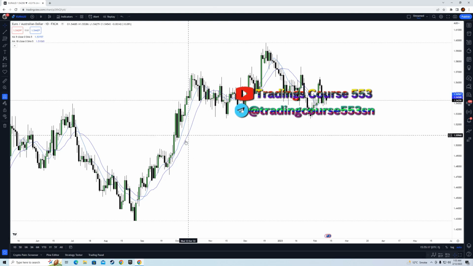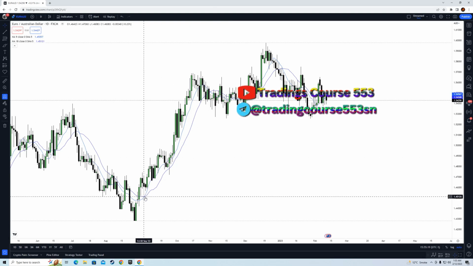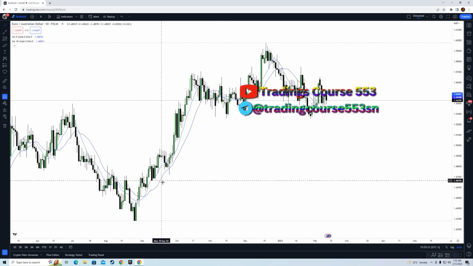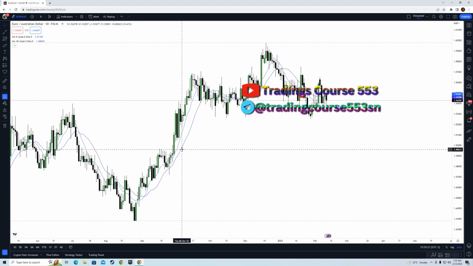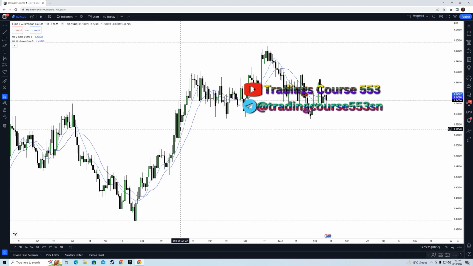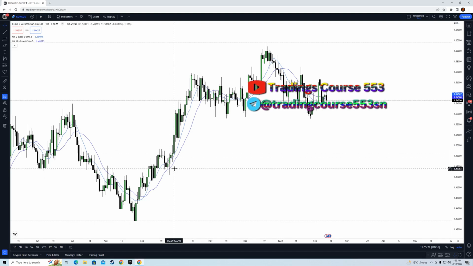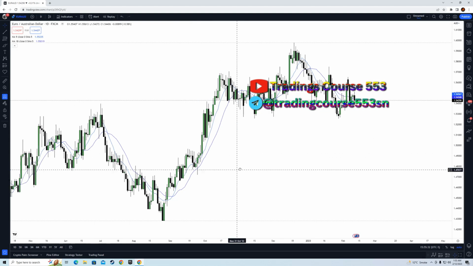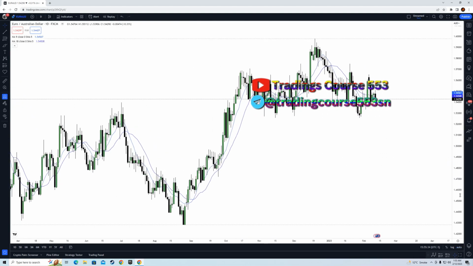I repeat, when the moving averages give a cross and the price is above the moving averages, or the moving averages are up to the upside, like here, your bias is going to be bullish regardless of what price is doing. So this is one way to set a foundation.